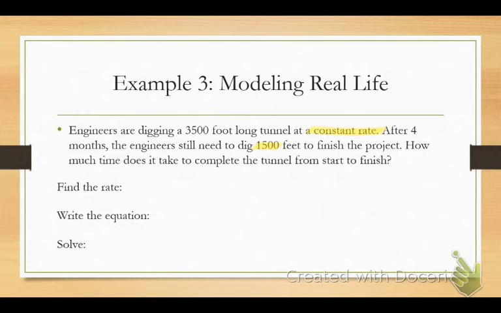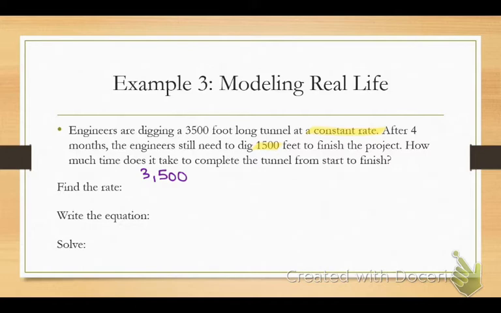All right, so I need to find the rate. How fast are they digging, or how many feet per month are they digging? In order to do that, I start with my starting value. What is my starting value here? 3,500. You need to write that down. We're going to use that number to find my rate.